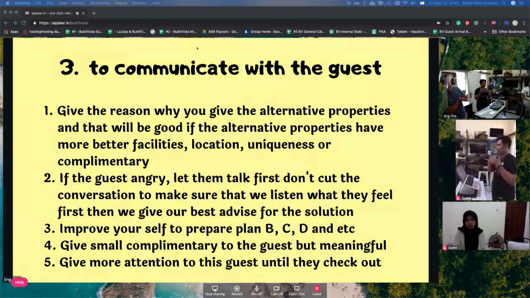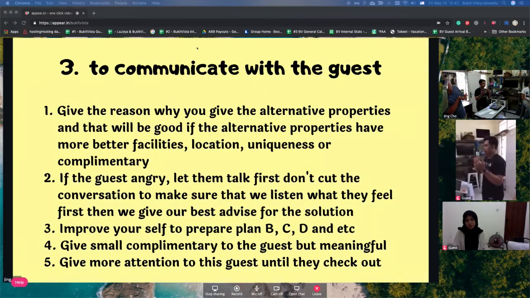Because if not, the guest will be more angry and then give bad reviews and talk to the other websites and everything. So we have to be more patient here, and more calm. I believe all problems have a solution. There is no problem that doesn't have a solution.